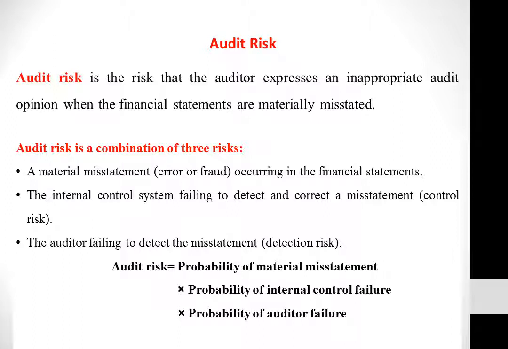The second component of audit risk is related to internal control. The internal control system fails to correct or detect misstatements, meaning it fails to discover errors or misstatements, or to correct the errors or misstatements in the financial statements.